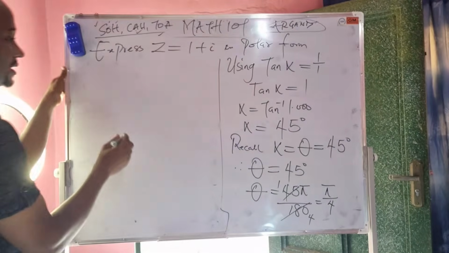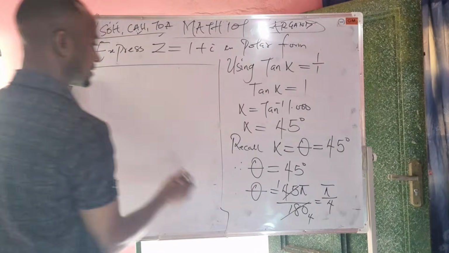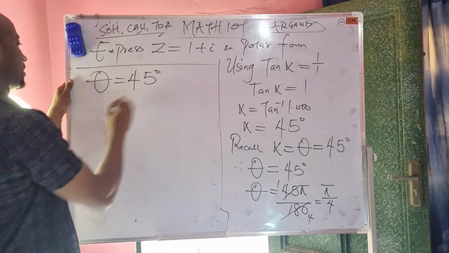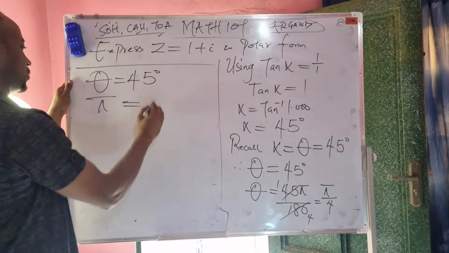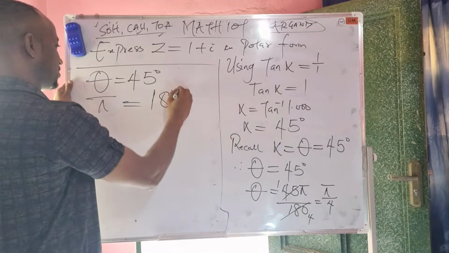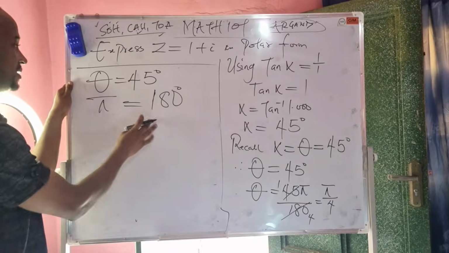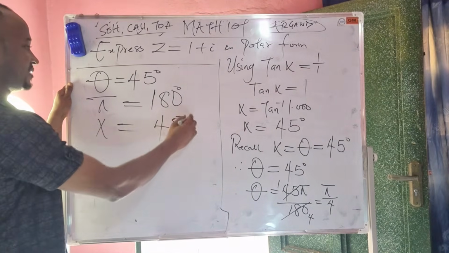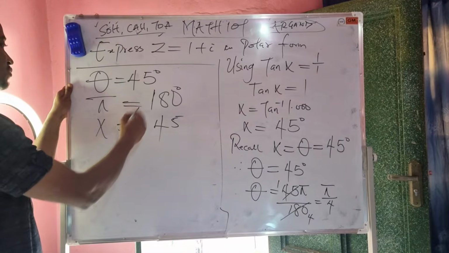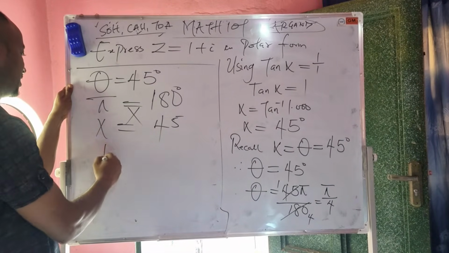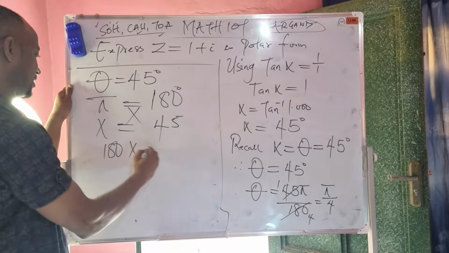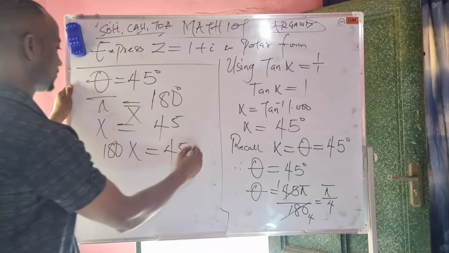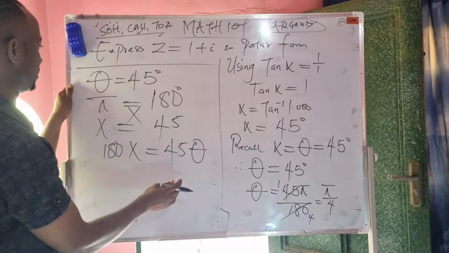Let me quickly clean this. Alright, look at this. Let me show you how I converted this. We have our theta as 45 degrees, and we say that 1 rad equals 180 degrees. Don't forget, 1 rad is 180 degrees. So how many rad can we find in 45 degrees? So what we do is multiply.